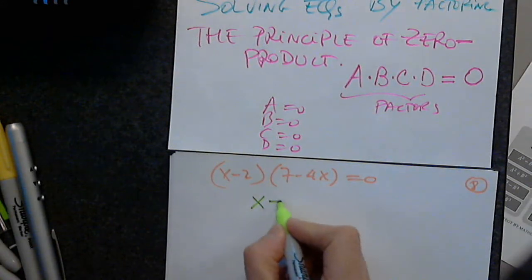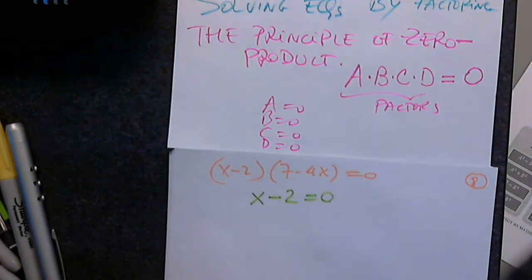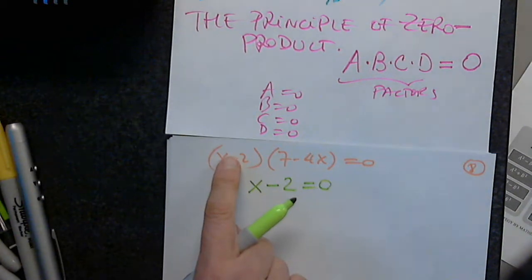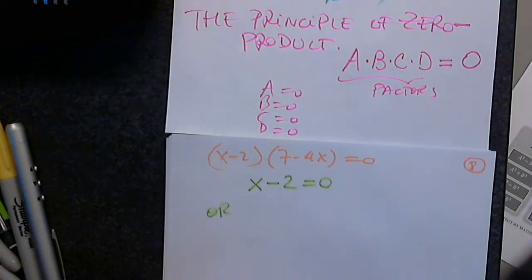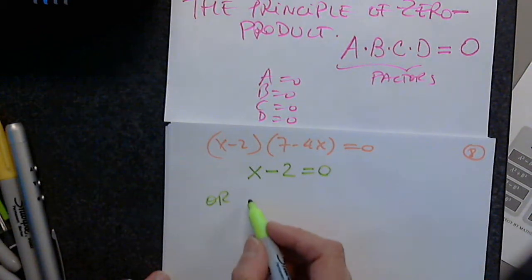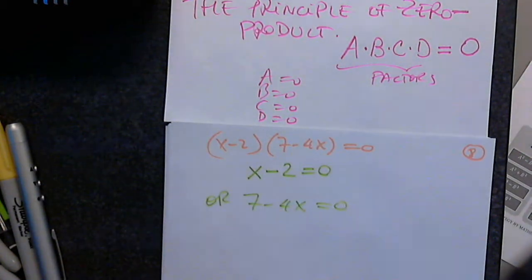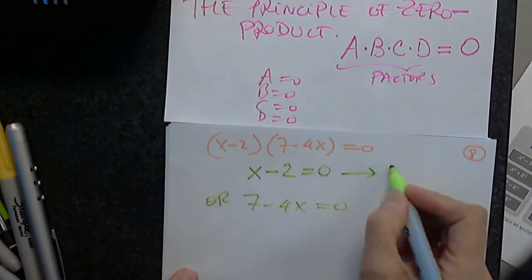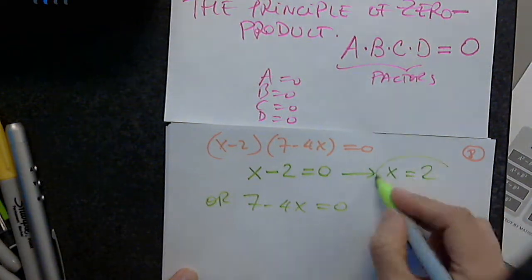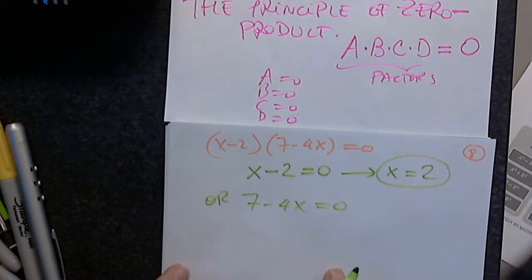x minus 2 could be 0. That's our first factor. Or what else can happen here? 7 minus 4x could be 0. So if this product is 0, these are the only options. The first factor could be 0, or the second factor could be 0. Now I have to solve for x. This is not done. What is x from here? x equals 2. Very good. That's our first solution, because you're trying to make it equal 0.